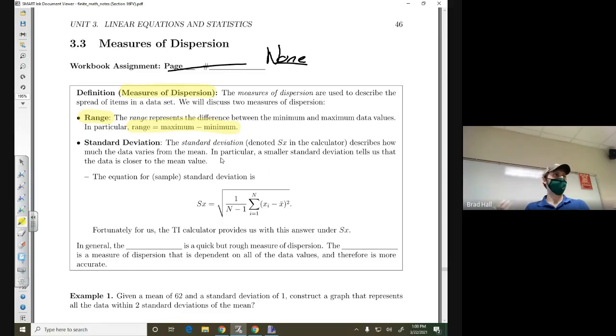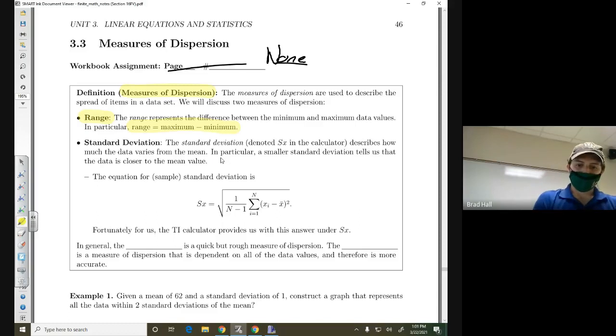However, the range is not a good measure because all it does is take two values into consideration, the maximum and the minimum. It doesn't take every single data value into consideration, and we might want to know what those values are. There might be two outliers on the very far ends, and then all the other data is very squished together. That would be a very misleading picture.